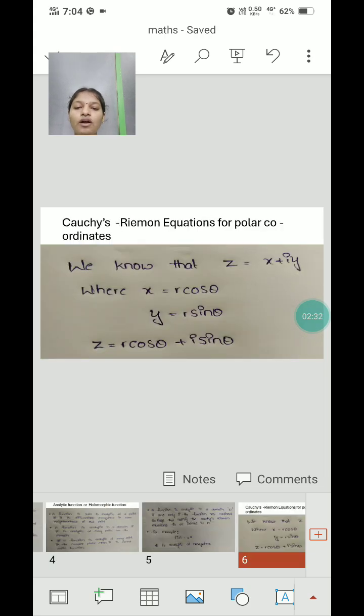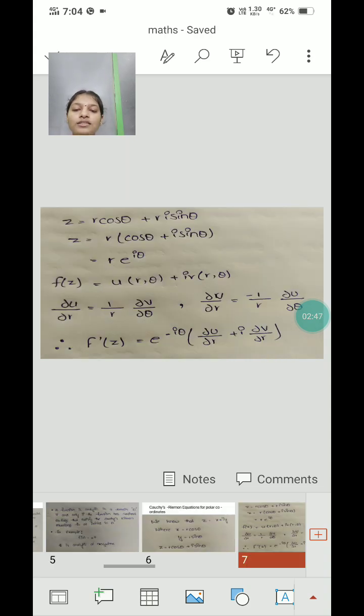Next we can go through the Cauchy-Riemann equations for polar coordinates. We know that z is equal to x plus i y, where x is equal to r cos theta, y is equal to r sin theta. Then z is equal to r cos theta plus i sin theta. Here we can take the common r, and then we get z is equal to r of cos theta plus i sin theta. This cos theta plus i sin theta can be represented as e power i theta.